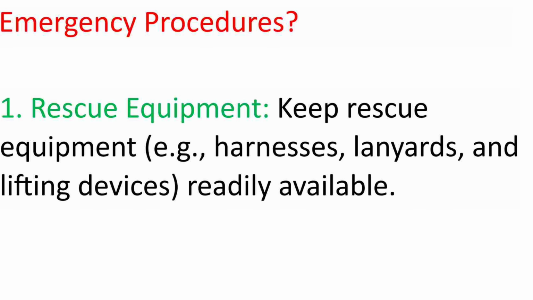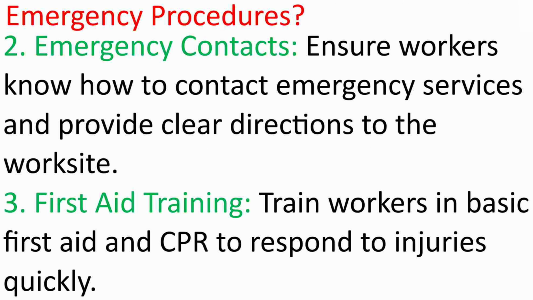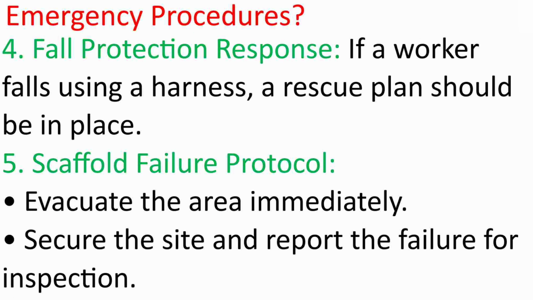Question: what are the emergency procedures? 1. Rescue equipment. Keep rescue equipment, for example, harnesses, lanyards, and lifting devices, readily available. 2. Emergency contacts. Ensure workers know how to contact emergency services and provide clear directions to the work site. 3. First aid training. Train workers in basic first aid and CPR to respond to injuries quickly.